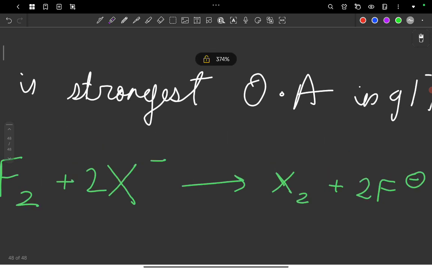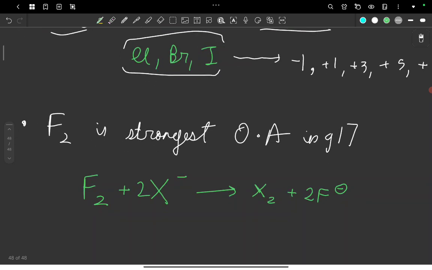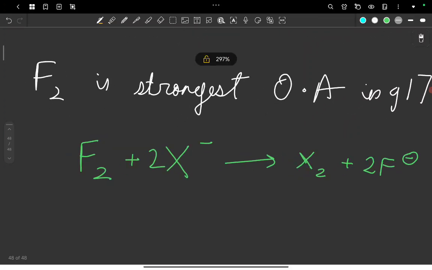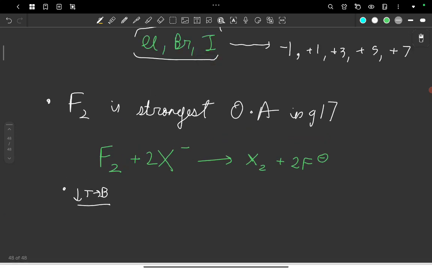How is this an oxidation reaction? Because this was in -1 oxidation state and suddenly it is in 0 oxidation state. So this is a good oxidizing agent because it just oxidized it. And the other halogens have oxidizing property as well, but their oxidizing ability basically decreases as we go from top to bottom.